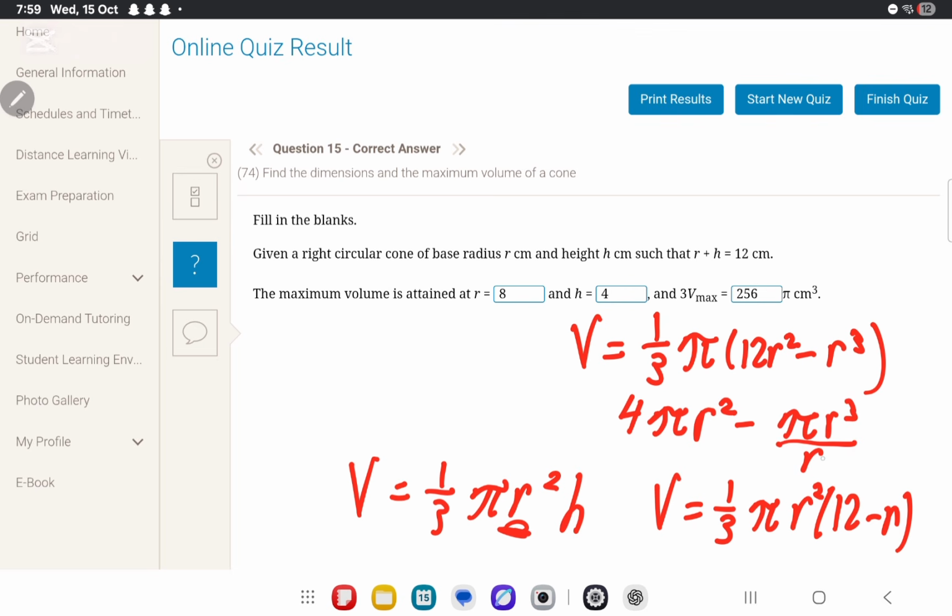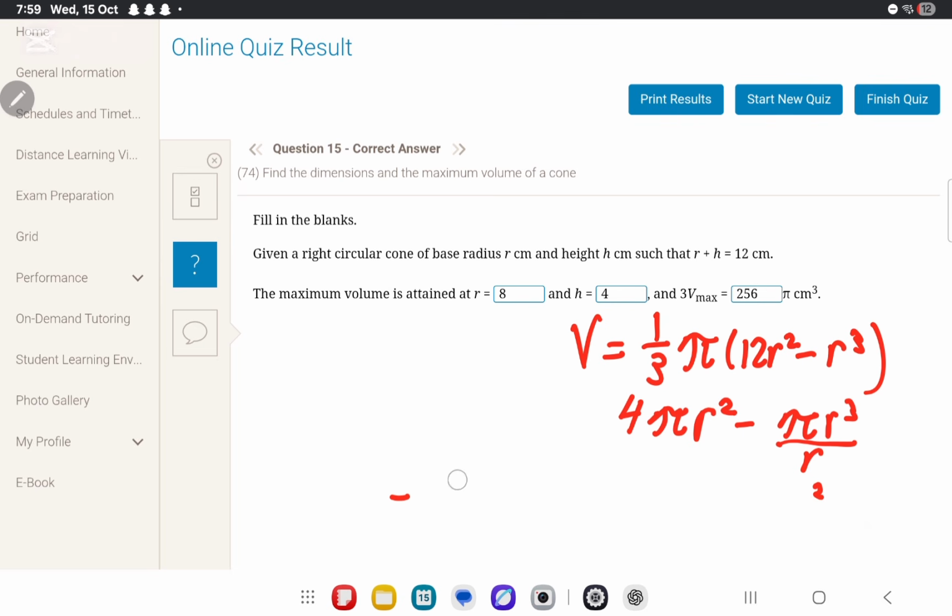Okay. Now here, what you're going to do is, sorry, let me erase this. Why is it not erasing?